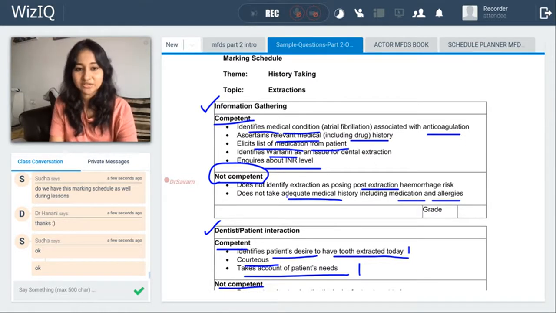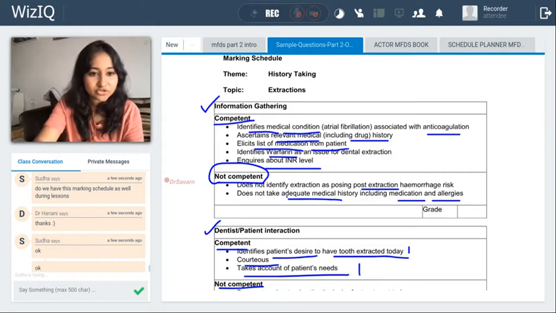When you're practicing with me, I'll be telling you the points, whatever you've missed, so that when you're practicing at home again, you do not miss out those points. Any other questions have I missed?